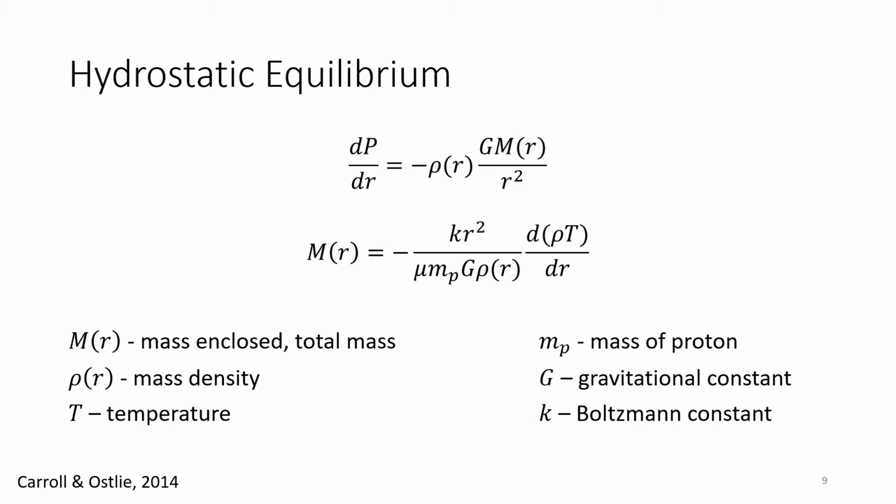Rearranging this equation and using the ideal gas law of a fully ionized gas, we can arrive at an equation for the mass. The other unknown properties, temperature and density, we can find through observations.